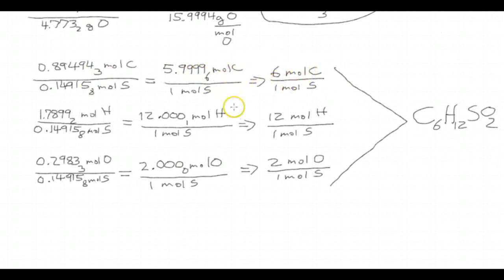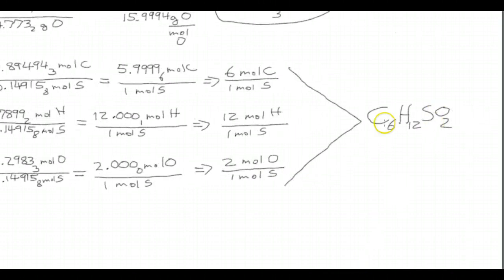6 carbons, 1 sulfur. Moles of hydrogen divided by moles of sulfur, we get 12 moles of hydrogen per 1 mole of sulfur. Moles of oxygen divided by moles of sulfur gives us 2 moles of oxygen per 1 mole of sulfur. Now, finally, we have the empirical formula. There are 6 carbons, 12 hydrogens, 1 sulfur, and 2 oxygens, C6H12SO2. I hope you could follow that, and it was helpful.